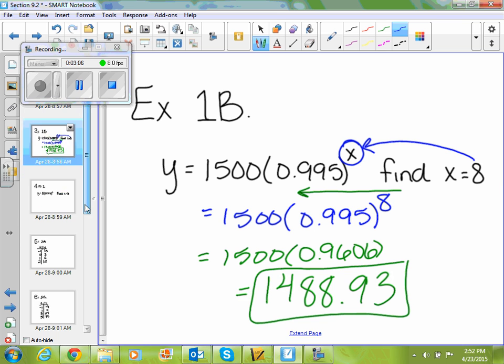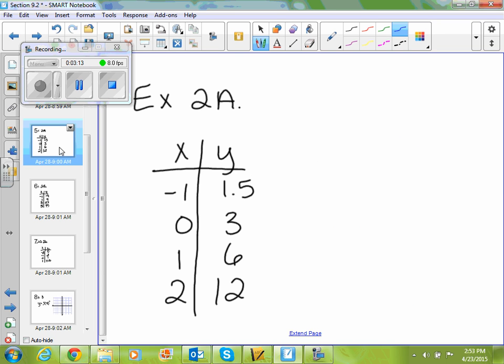Okay, so that's the first part of what you're going to do, evaluating exponential functions. The second part is you're going to determine if a function is exponential by using the same criteria that you use for geometric sequences. So we're going to ignore our x's because we only care about our y's. If I look at my y's, I need to figure out what I do to get from 1.5 to 3, using multiplication or division. Multiply by 2. Multiply by 2 from 3 to 6.